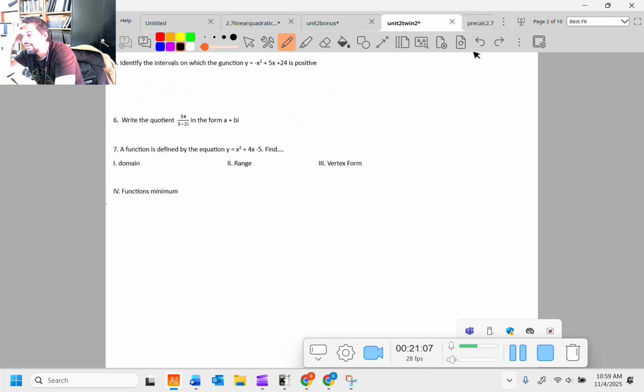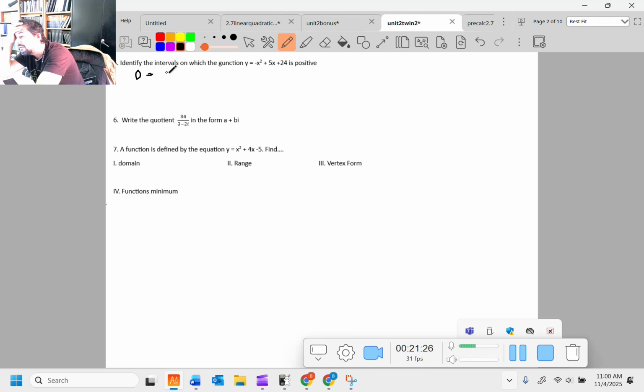All right, identify the intervals on which the function y equals negative x squared plus 5x plus 24 is positive. It'd be really cool if y'all could do this without technology. It would be awesome. So I'm going to do both.